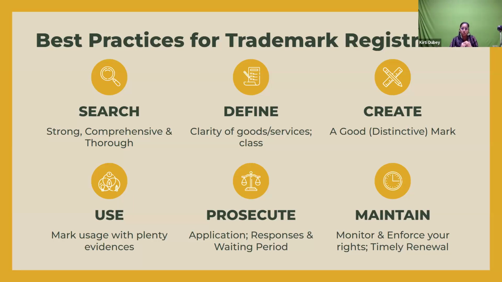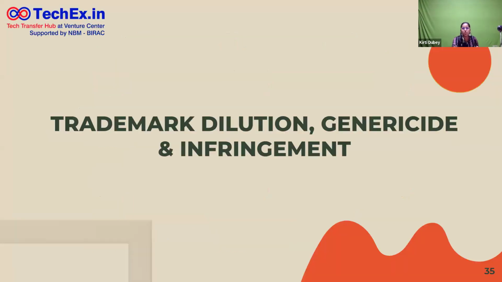Second last step would be to prosecute, means make your application, make sure all the deadlines are followed, have a good set of responses done, and go through the waiting period. And then would be to maintain, to monitor and enforce your rights, means if someone else is infringing over your products, you prosecute them. And then would be timely renewal, of course, which is like maintaining your mark.